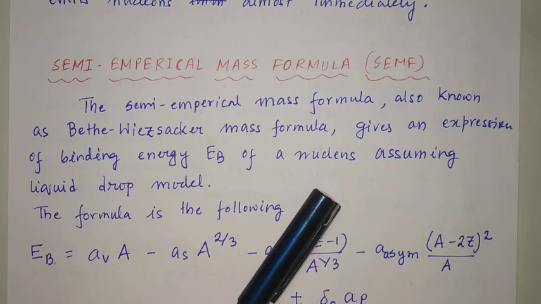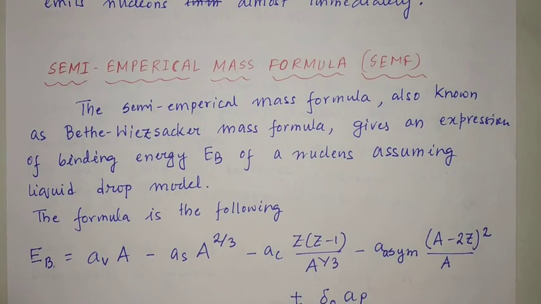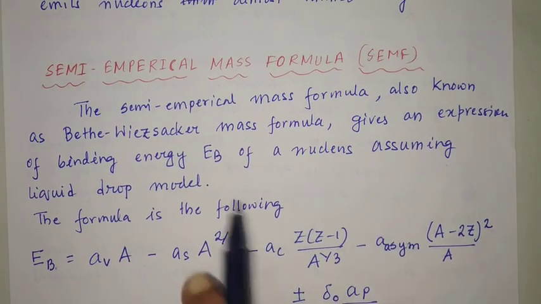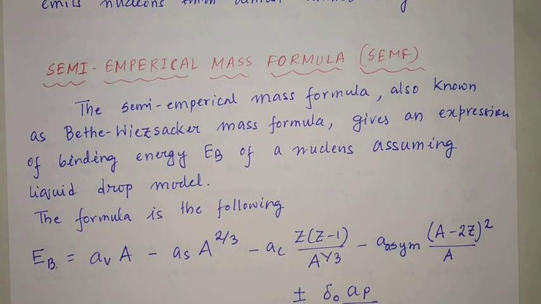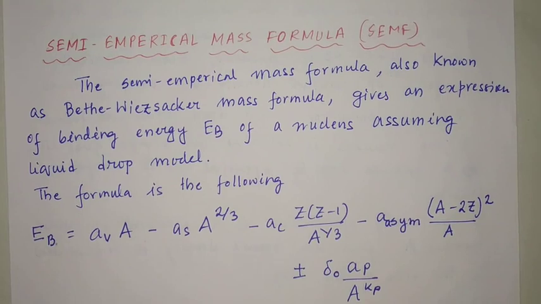So next topic is semi-empirical mass formula. The semi-empirical mass formula, which is also known as the Bethe-Weizsäcker mass formula, gives an expression for binding energy which is based on the liquid drop model theory of the nucleus. In this case we will find an expression for the binding energy considering that the nucleus acts like a drop of liquid.